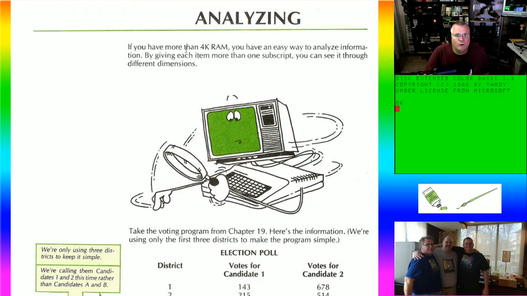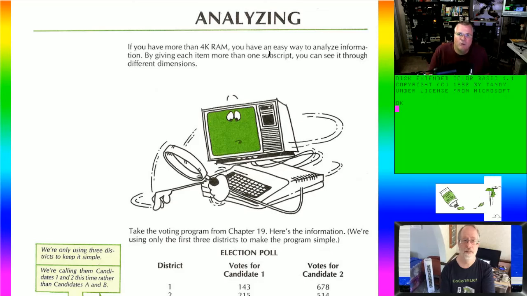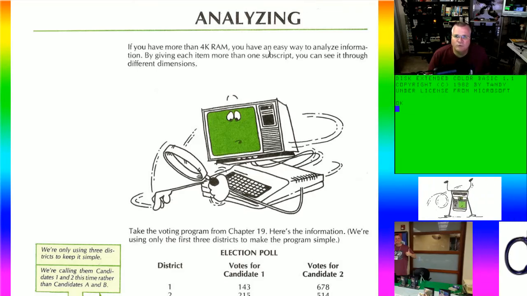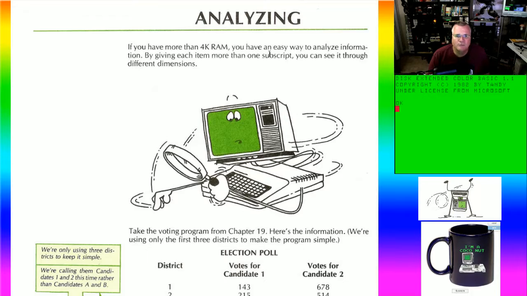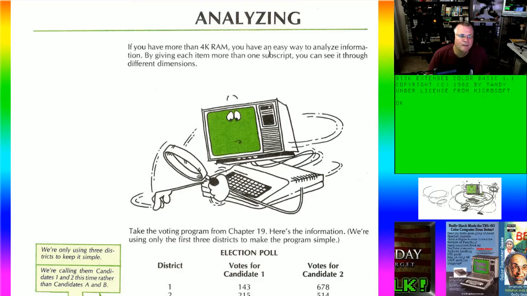So the chapter is called Analyzing. And one of the things they're warning you about here is, in order to clear this much memory to do all these things, you have to have more than 4K of RAM. So this probably was part of the original Color Basic manual. There was a time where Color Basic and Extended Basic were two different manuals, and so this probably lived in that manual. And if you had bought a stock Coco 1 with 4K of memory, you might not have been able to do all of this.